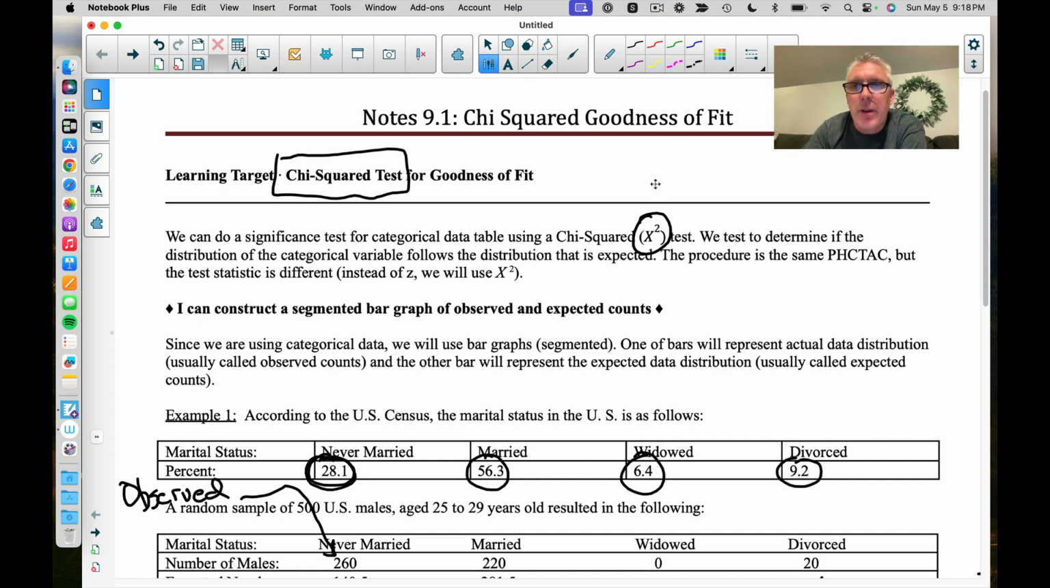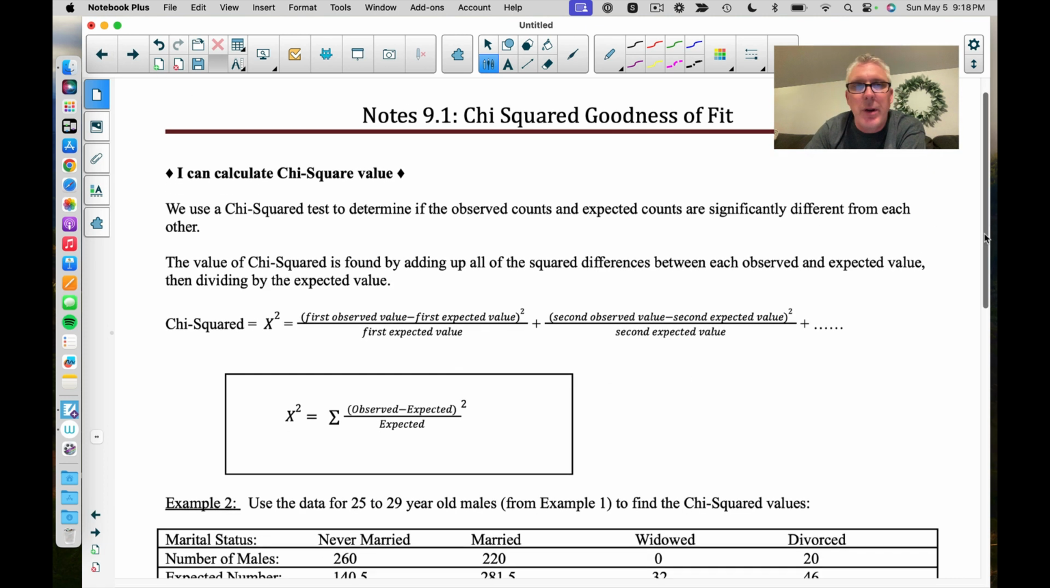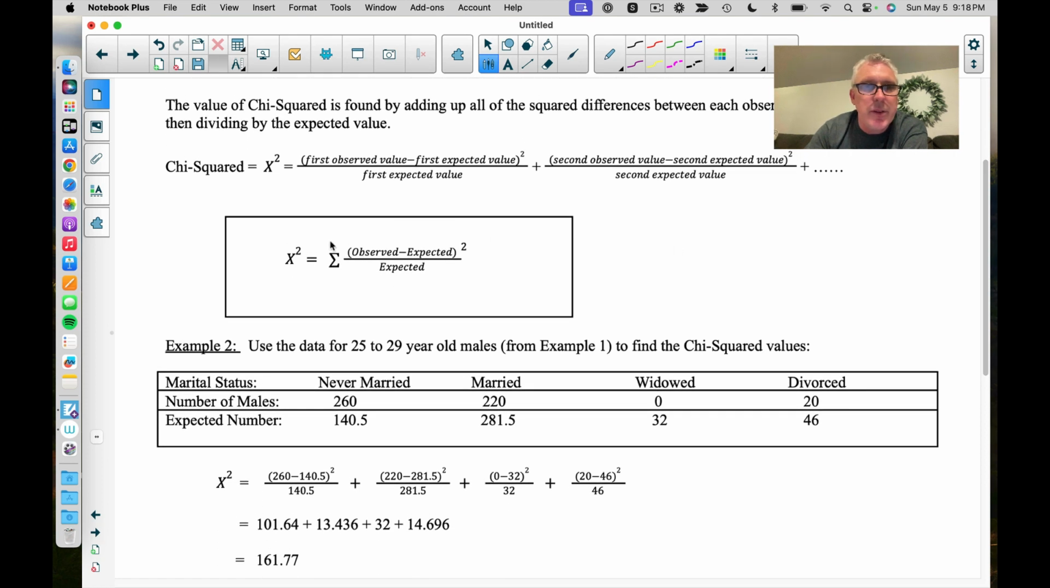And honestly, if you take stats again, they're going to make this cool looking X like this. Chi-squared, they're going to call it. So let's talk about how we do a chi-squared test. A chi-squared test has this weird, crazy looking formula right here.